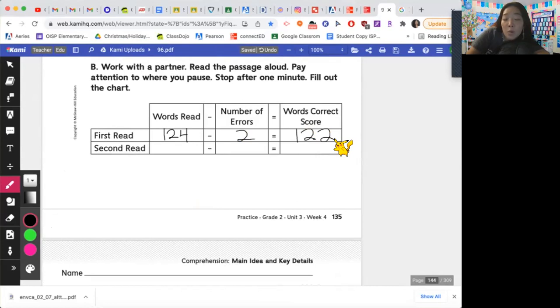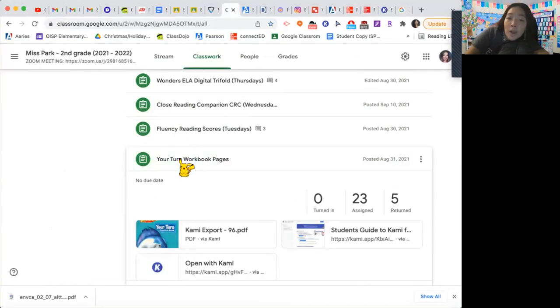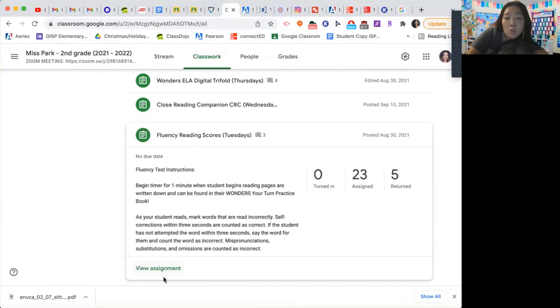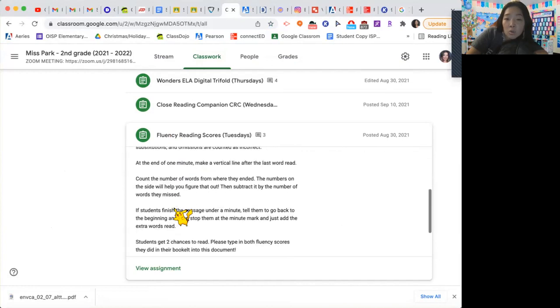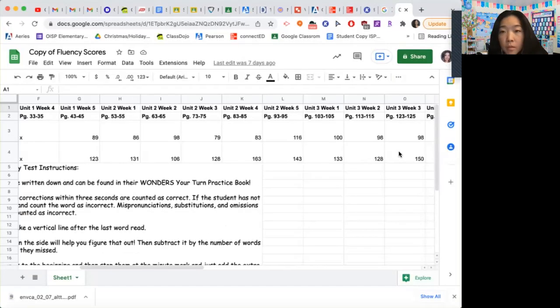Now, am I done? Can I move on? What do I need to do next? I need to go put in your fluency reading score. It is going to be right above the Your Turn workbook pages. It says fluency reading score Tuesdays. You can scroll down like this and then open it, or you can click view assignment and then open up your fluency scores. I'm going to watch you guys do that now.